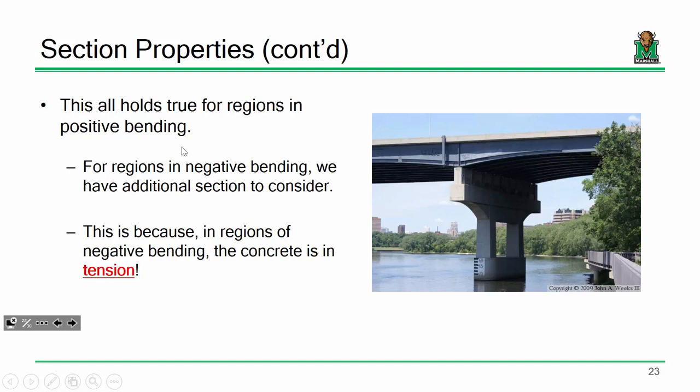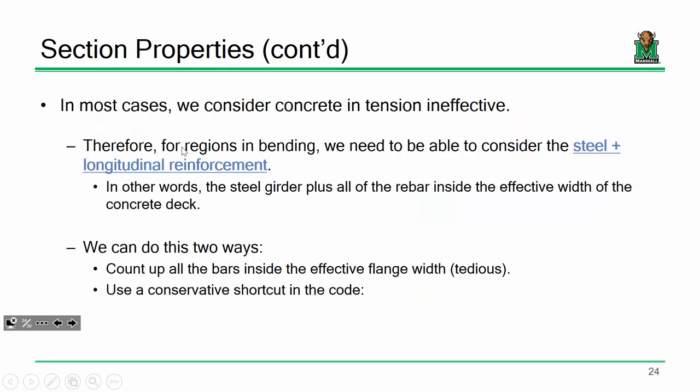We can't always use just the steel plus the concrete, because in negative bending, like in the region you would see right here over the pier, the beam and the bridge is bending like this. So the concrete is in tension. Make sense? So what we've got to do is look at a fourth section, which consists of the steel and the rebar. The steel and the reinforcement inside that section.